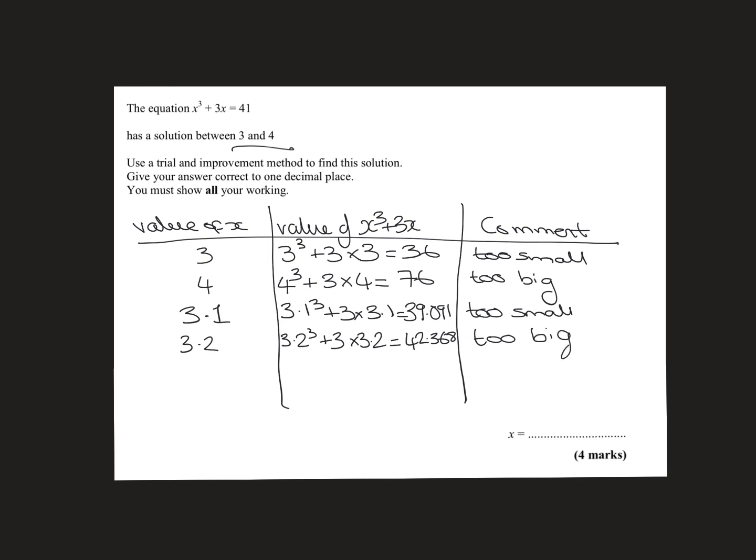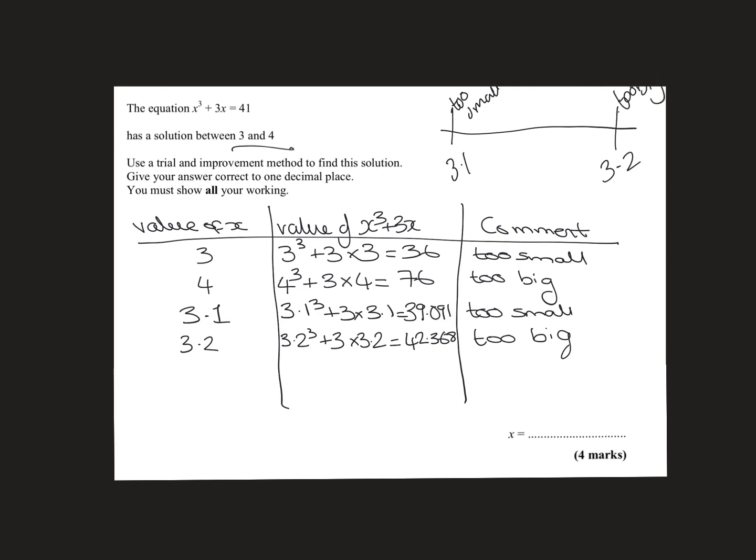Okay, so 39 and 41, that's a difference of 2. 42.368 and 41, that's a difference of 1.368. I'm not quite sure. I think it's probably 3.2, but I'm going to do a middle value just to check. So 3.1 and 3.2. This one here is obviously too small, and this one is too big.